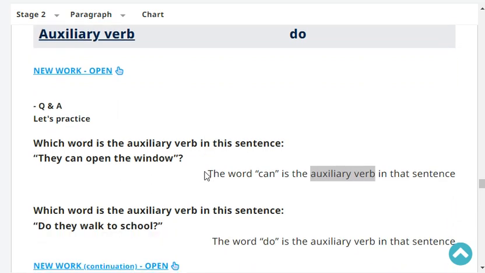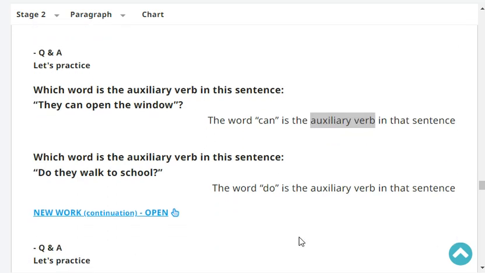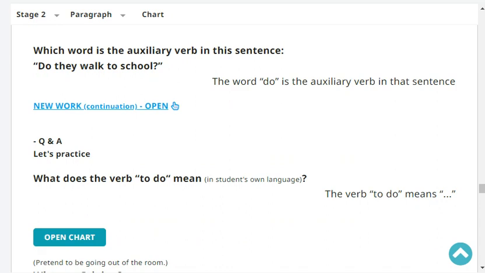Which word is the auxiliary verb in this sentence? Do they walk to school? The word do is the auxiliary verb in that sentence. Very good.